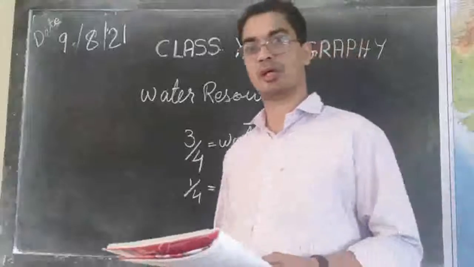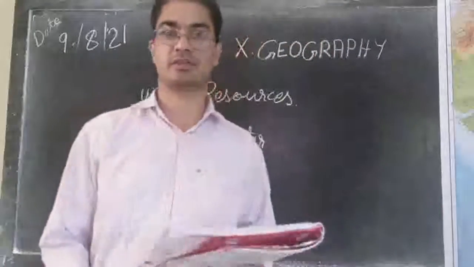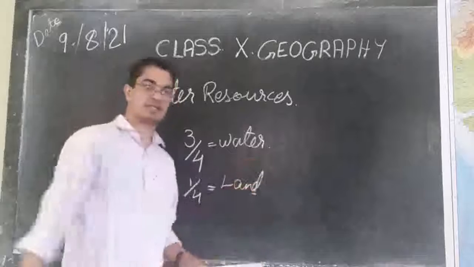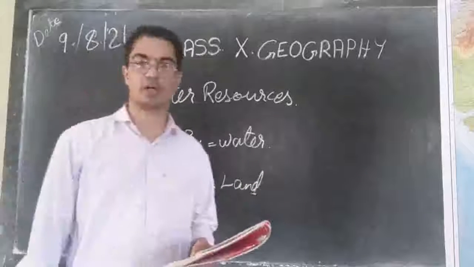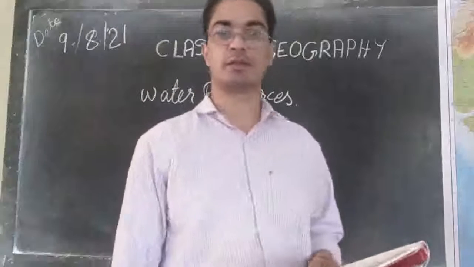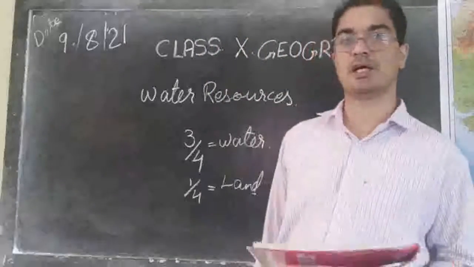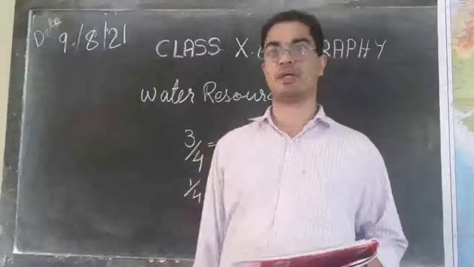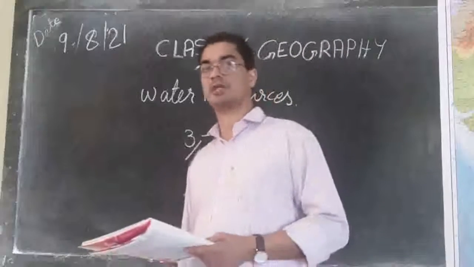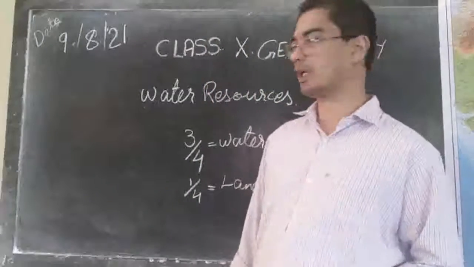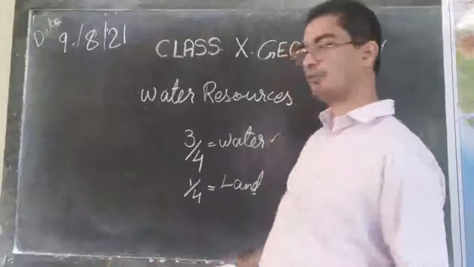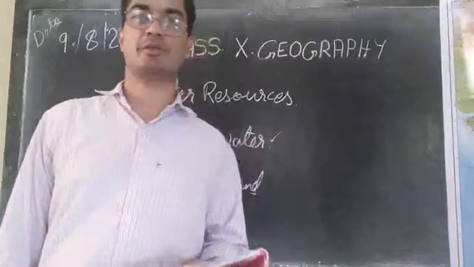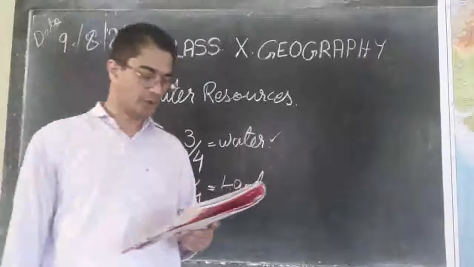And still we call our planet Earth, isn't it? Actually, water is more, earth is less, but still we call it earth. Actually, the earth looks blue when we look from space. In the photos that you might have seen, the earth looks blue in color. It is because of the presence of so much water on the earth. That's why it looks blue.